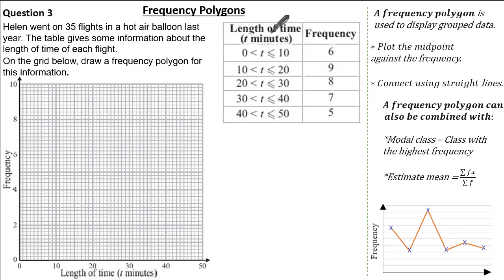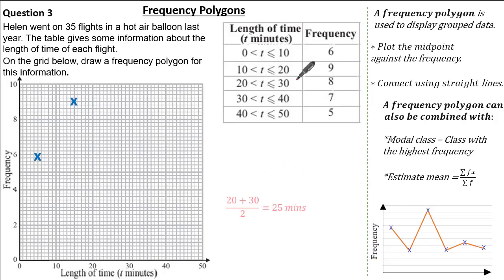So let's find the midpoint between 0 and 10 minutes. A nice little way is to sum the lowest and highest class values and divide by 2, which is 5 minutes. So plotting our 5 minutes with our frequency of 6 gives me my point here. The next midpoint is 15 minutes, plotted against a frequency of 9, which gives me my point here.